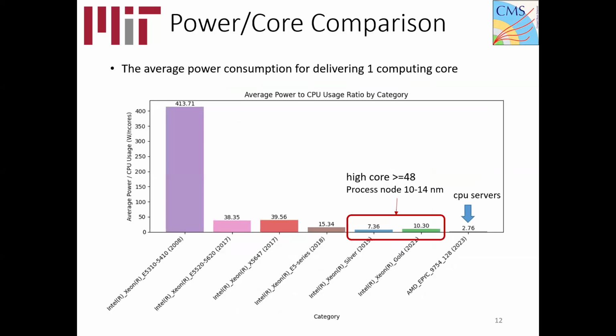So here is the transition from the CPU usage to power versus number of cores. So this is the power you need to provide a single core computation for different CPU models. You can see their production year from the oldest to newest. On the right side is the latest CPU servers which we want to replace them with. And also from this plot, you can already see there's a huge difference between different types, especially for the old one.